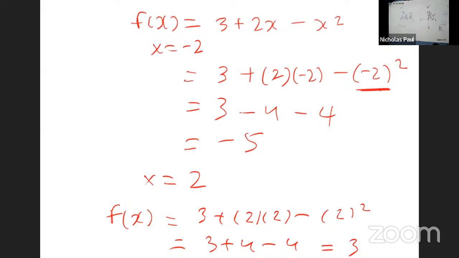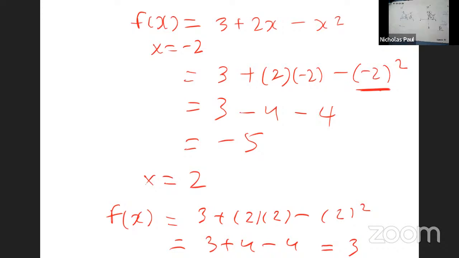Right? So fill your table out now. Fill your table out and we're going to plot it, right? Anybody confused? You okay? All right.